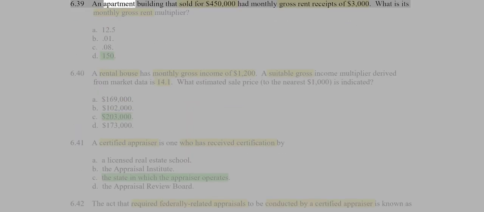6.39 An apartment building that sold for $450,000 had monthly gross rent receipts of $3,000. What is its monthly gross rent multiplier? A. 12.5 B. 0.01 C. 0.08 D. 150.